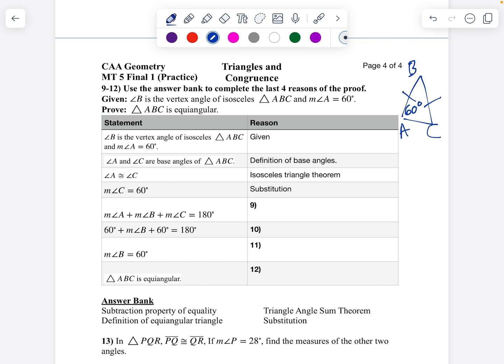I know angle A and angle C are base angles because that's the definition of a base angle. So I know they're equal, so that means angle C is 60 degrees. Maybe I should, instead of putting an arc there, put in 60 degrees there.